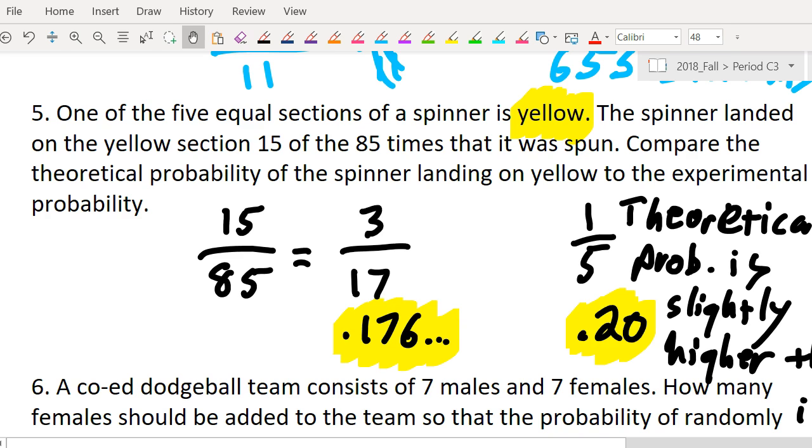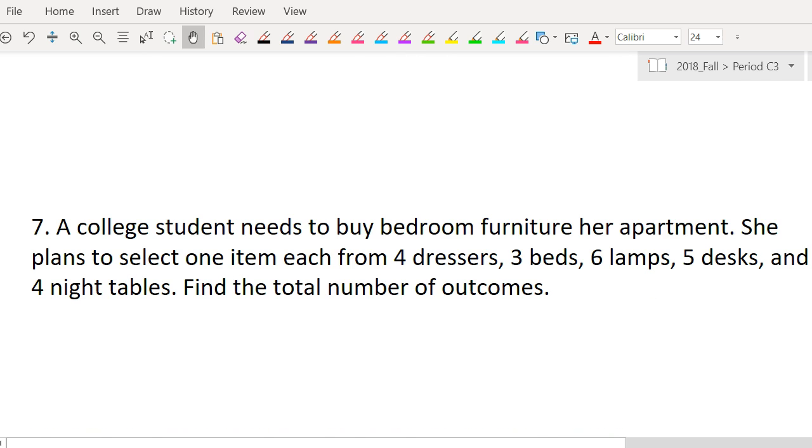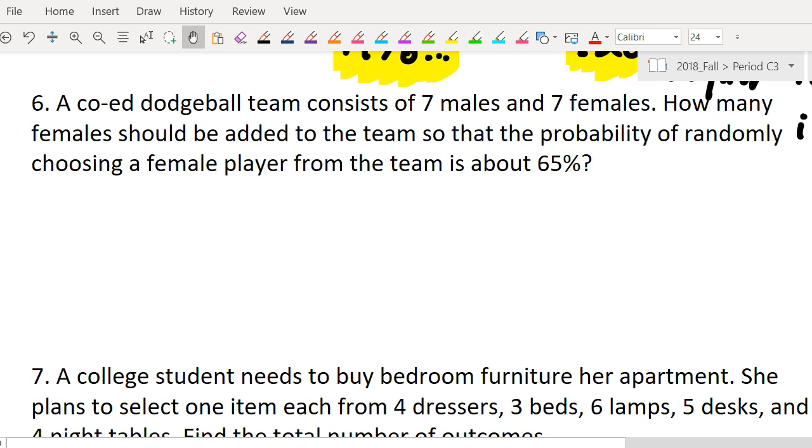A co-ed dodgeball team, that means that there's males and females. How many females should be added to the team so that the probability of randomly choosing a female player is about 65%? Okay, now this is tricky.